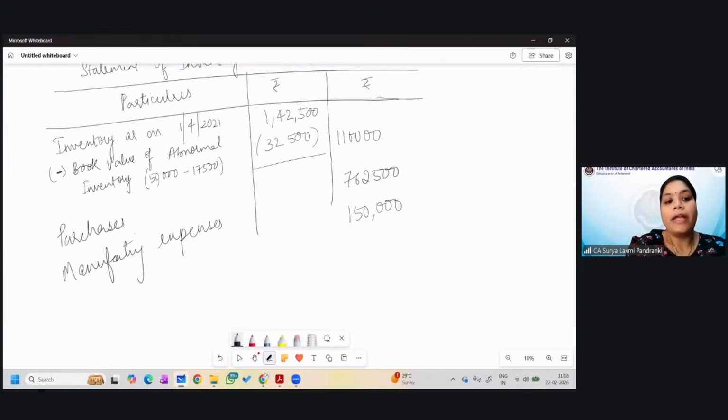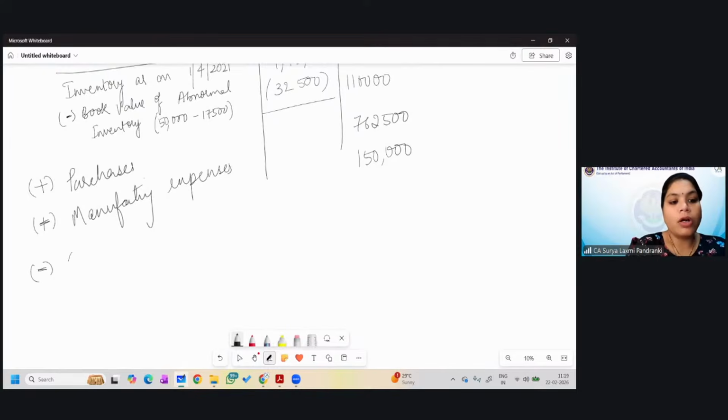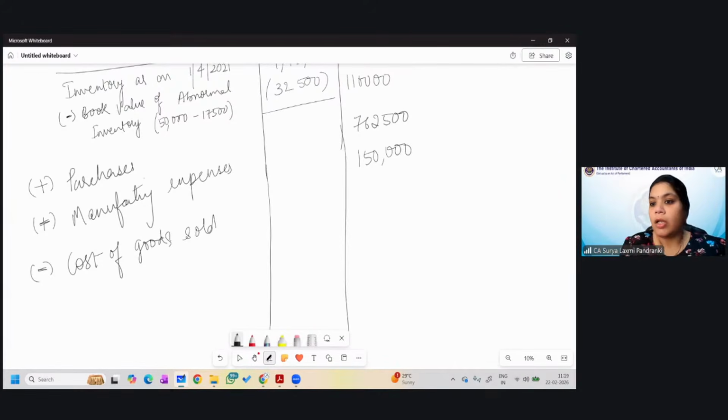Now in opening inventory, you will add purchases to it and also manufacturing expenses to it. After this, you have to remove cost of goods sold, right? How will we calculate cost of goods sold? Why are we removing abnormal inventory? Many are asking about this. We have discussed this before also. Abnormal inventory will not be a part of your trading account.